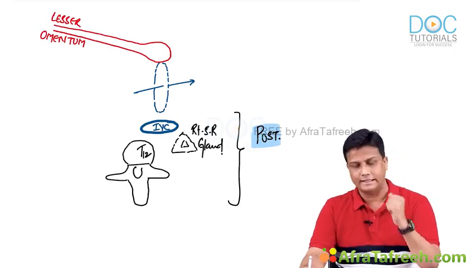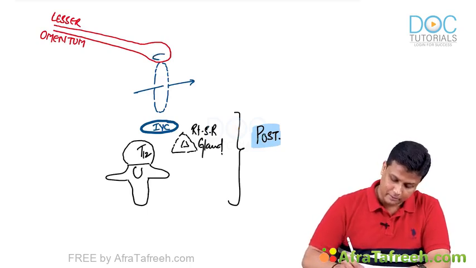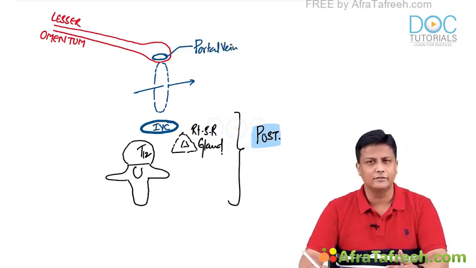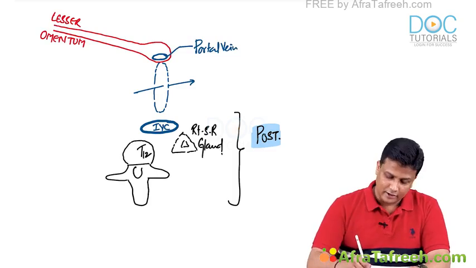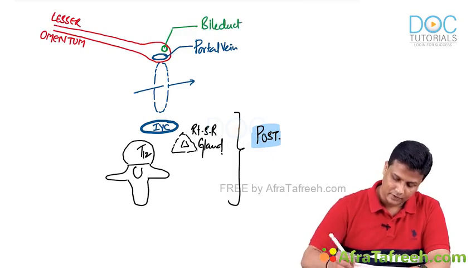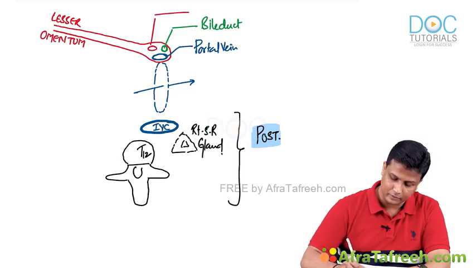Then what do you have anteriorly? Anterior to the epiploic foramen, there will be a portal vein here. This is portal vein here, immediately in front of the epiploic foramen. And anterior to that and towards right, there will be bile duct. And anterior to that towards the left, there will be a proper hepatic artery.